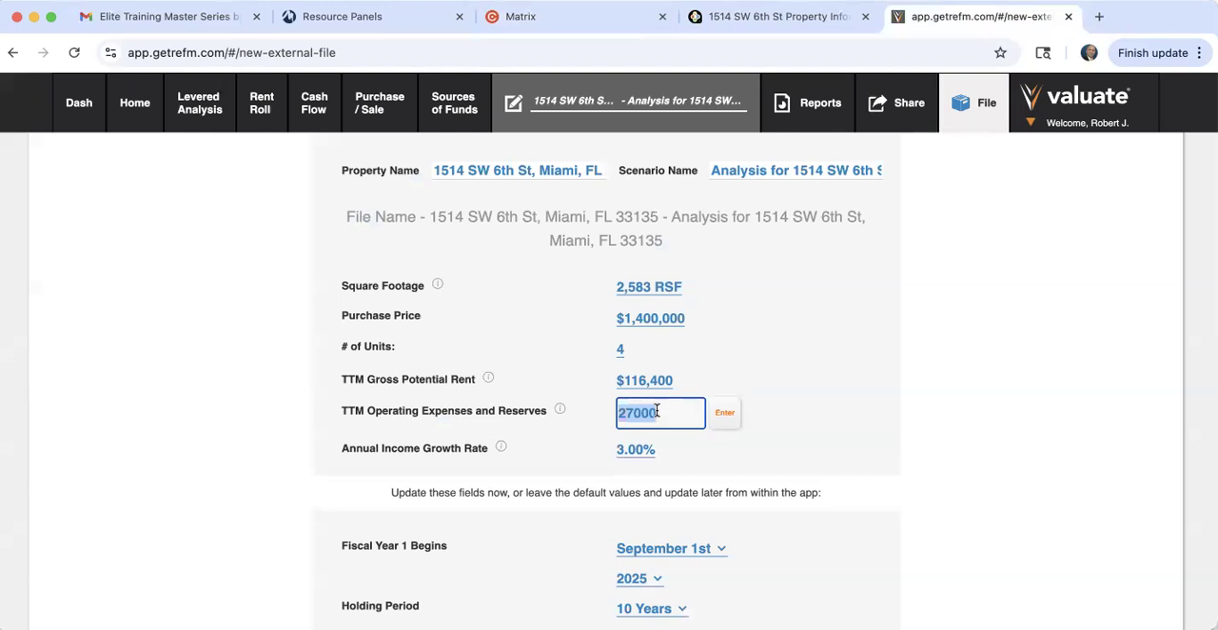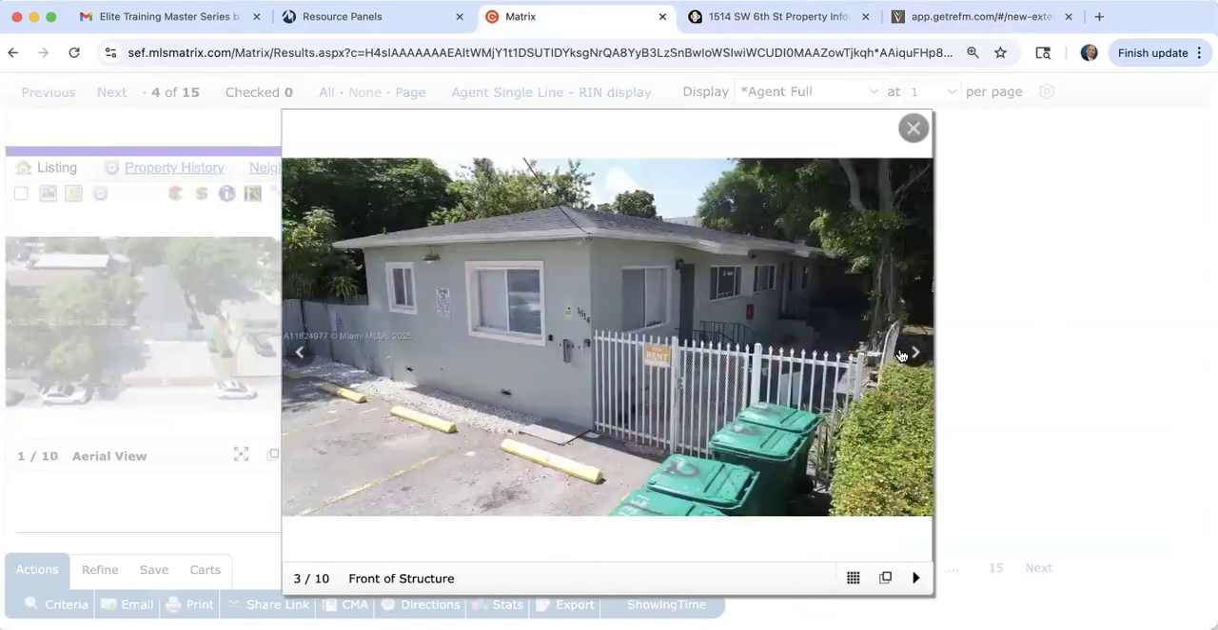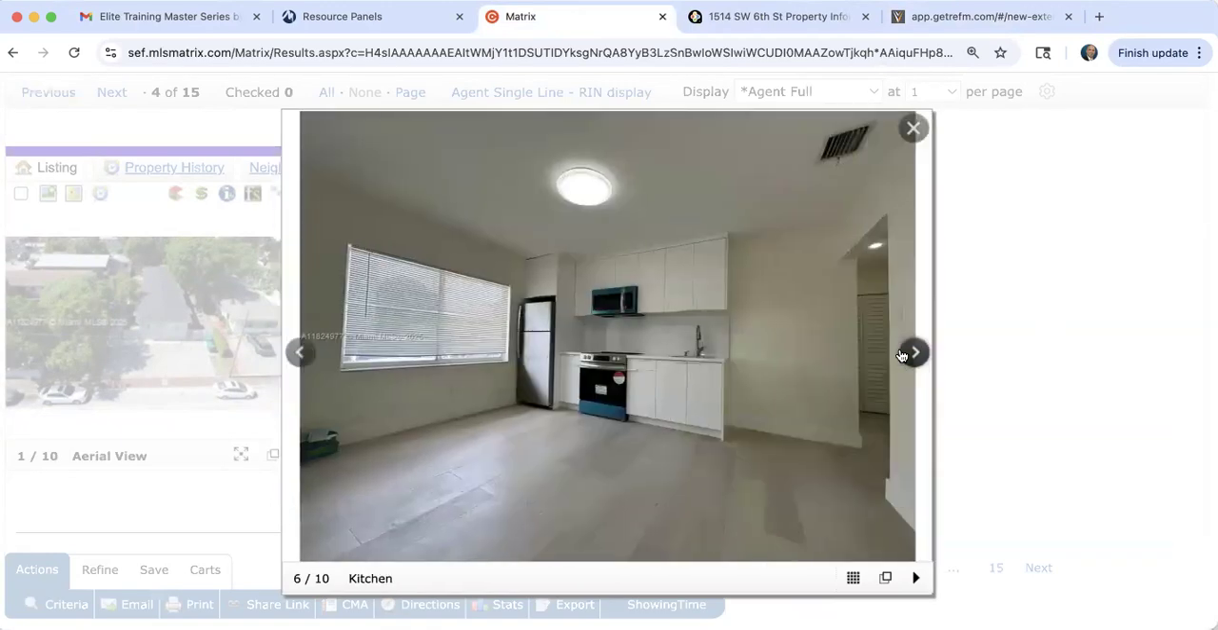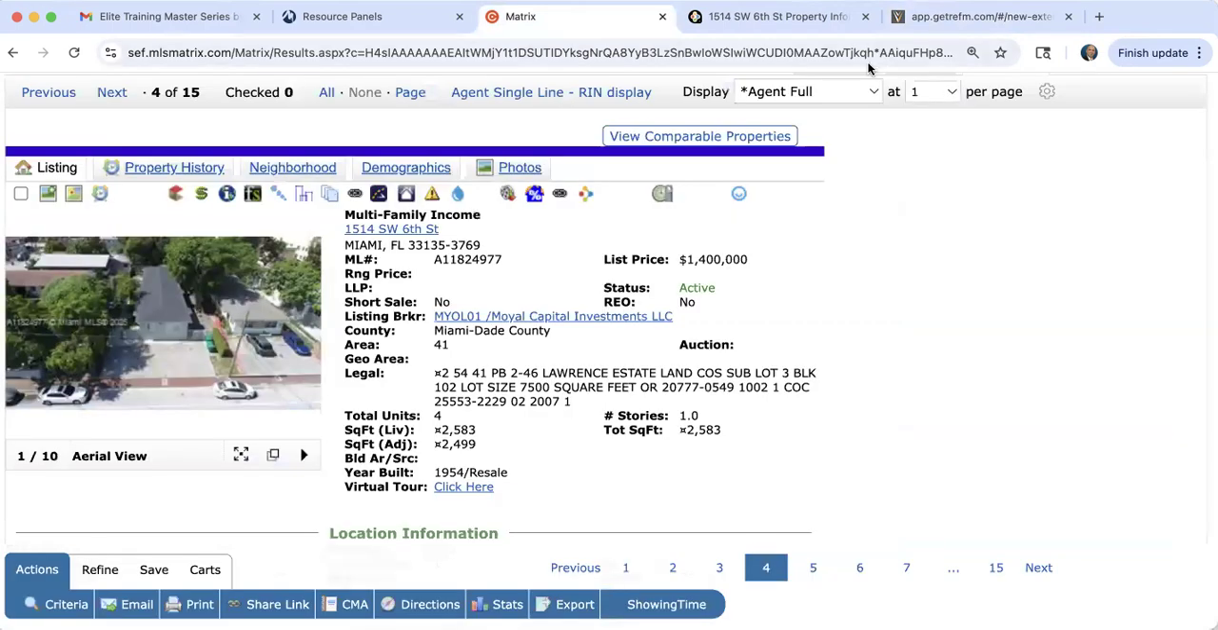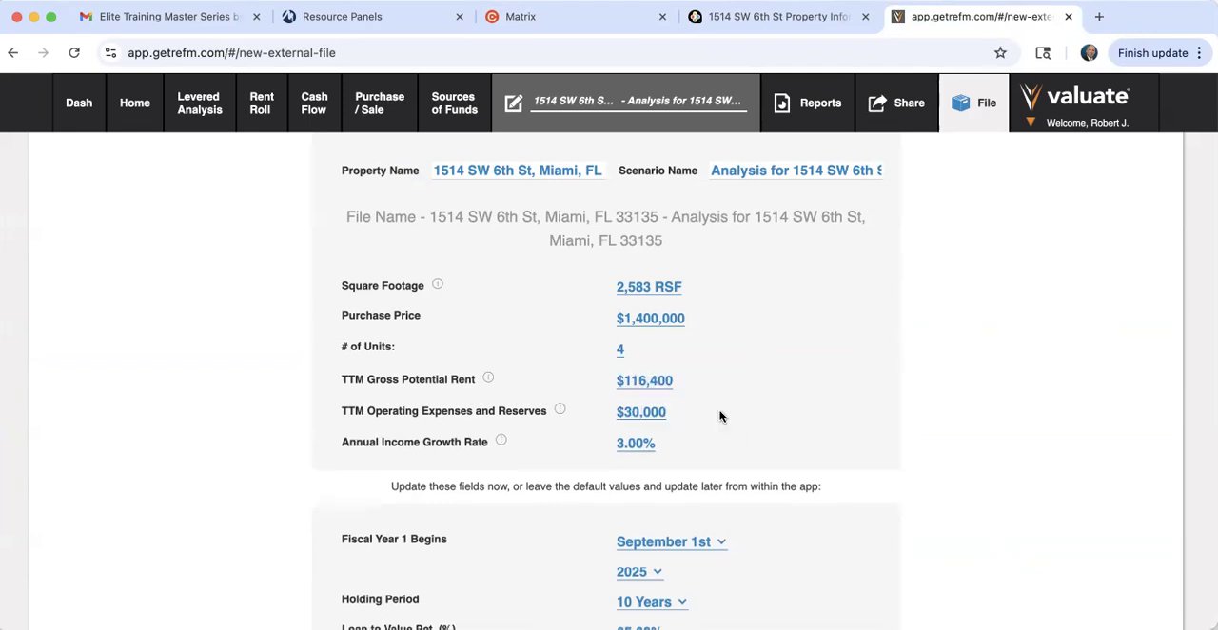Let's say our maintenance guy charges us 500 a month, right? Maybe that's a lot. I don't see much grass or much maintenance. That is a lot. All right. Let's say we got somebody coming in and maintaining the property, doing some routine maintenance, and it's gonna cost us 3,000 a year. All right. So that's gonna leave us at a cool $30,000 in expenses.